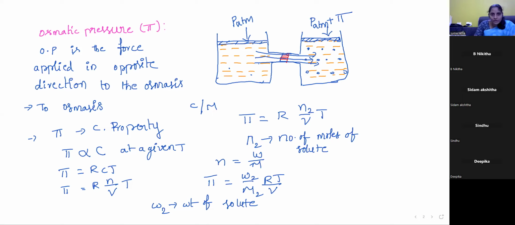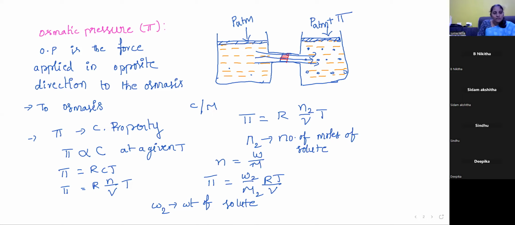Can I move to the next page? Next page, is it okay, all of you? Yes, thank you, Sindhu. I'm going to the next page. If possible, you can take a screenshot. It is easy to write later, okay?